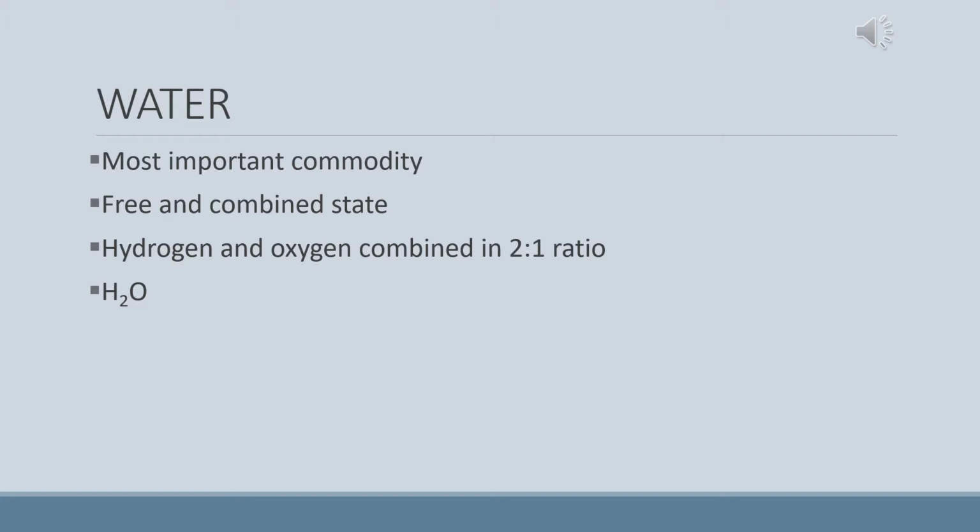Now as we know, the chemical formula of water is H2O. So it is made up of two elements, hydrogen and oxygen. They are chemically combined together to form a compound which is water. Now as we know, in H2O, two atoms of hydrogen are present and one atom of oxygen is present. So the hydrogen and oxygen are combined in a 2:1 ratio and the formula is H2O.